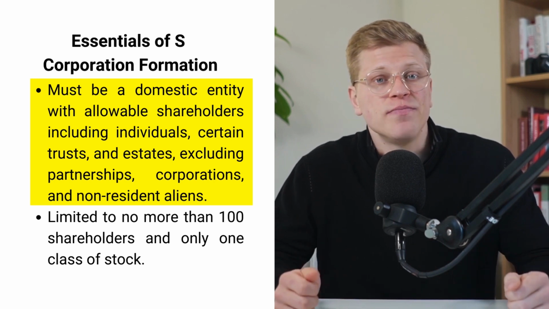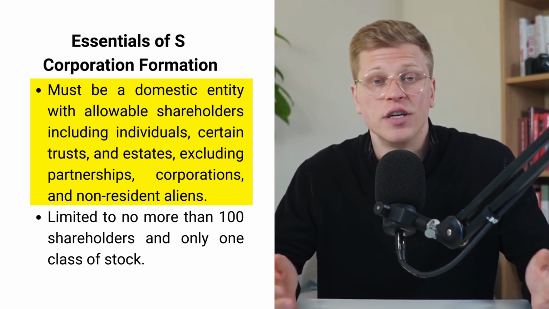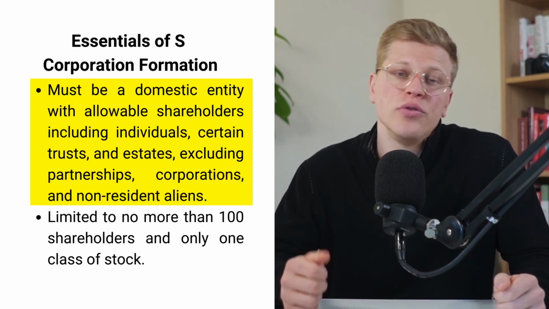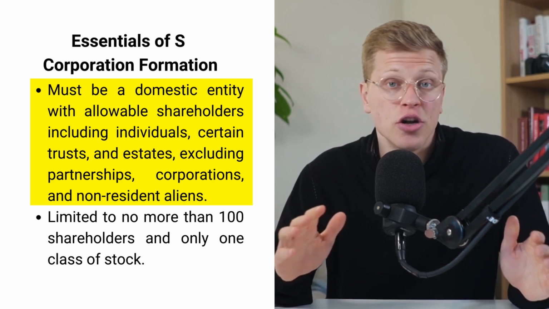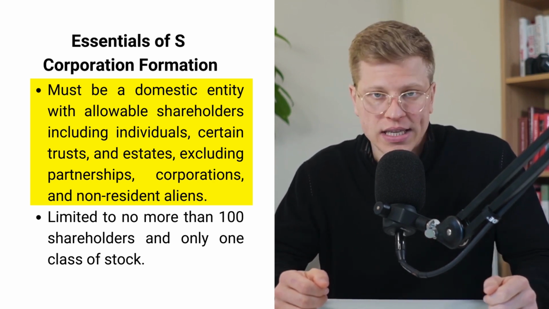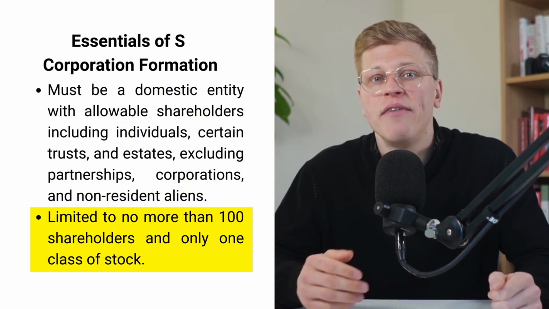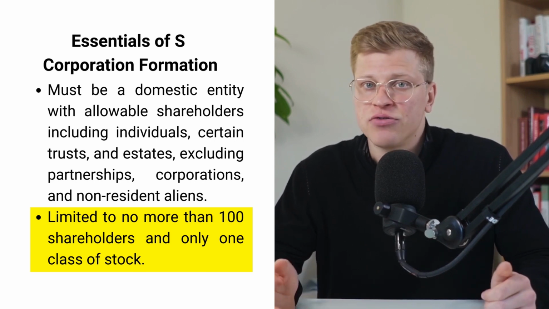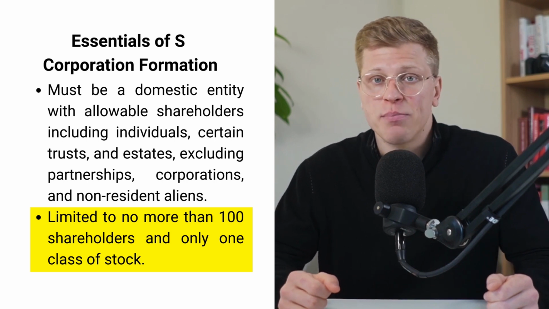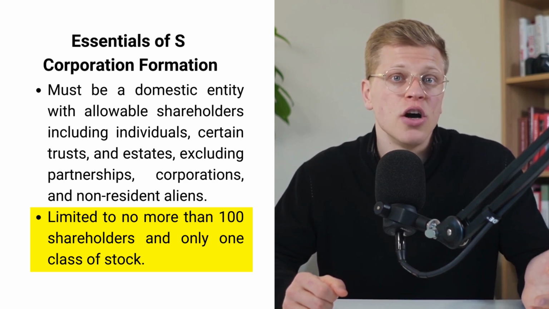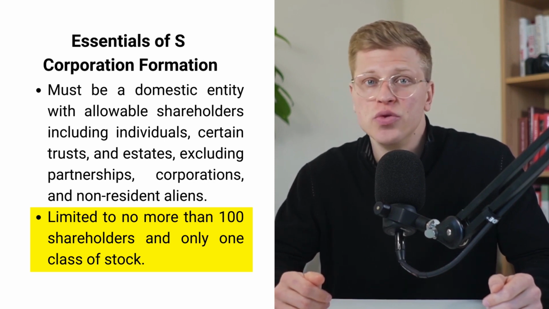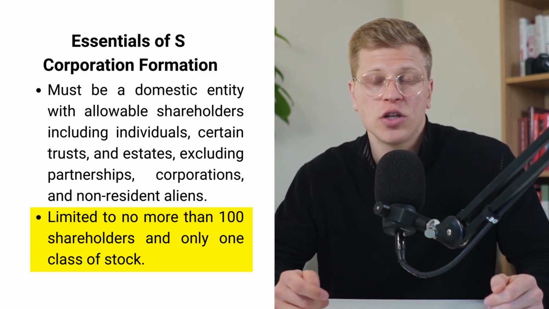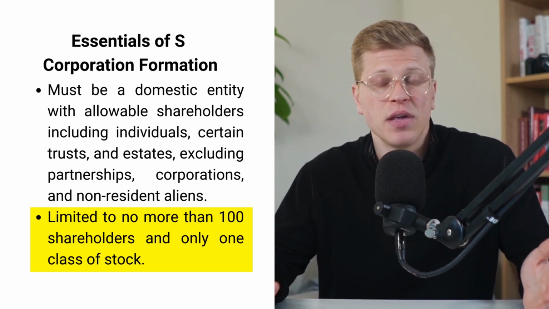To establish an S corporation, you must meet several IRS requirements. First, your business must be based in the United States. Only specific types of shareholders are allowed, including individuals, certain trusts and estates, but not partnerships, other corporations, or non-residents. An S corporation is also limited to having no more than 100 shareholders and must only have one class of stock. Despite these restrictions, this business structure is quite popular, particularly among those moving from being sole proprietors or the sole members of LLCs who are looking to reduce their self-employment taxes. These features make the S corporation a favorable choice for small to medium-sized businesses seeking flexibility in their tax planning.